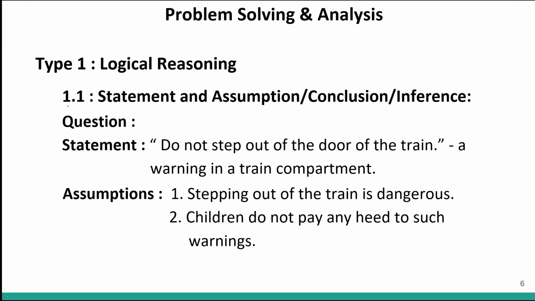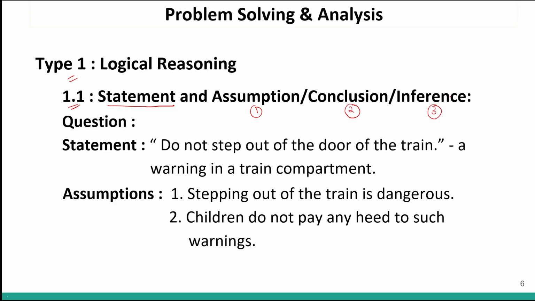Now, starting from topic number 1, type 1 logical reasoning, and topic number 1, that is statement, assumption, conclusion, and inference. So in these type of questions, you get a statement. Then you can get three things. You can either get assumption, you can either get conclusion, or you can get inference. And you have to tell which of the assumption, conclusion, or inference is true. Okay. Now, in order to understand this question, we have to first identify the difference between assumption, conclusion, and inference. So, what do you actually mean by assumption, conclusion, and inference?